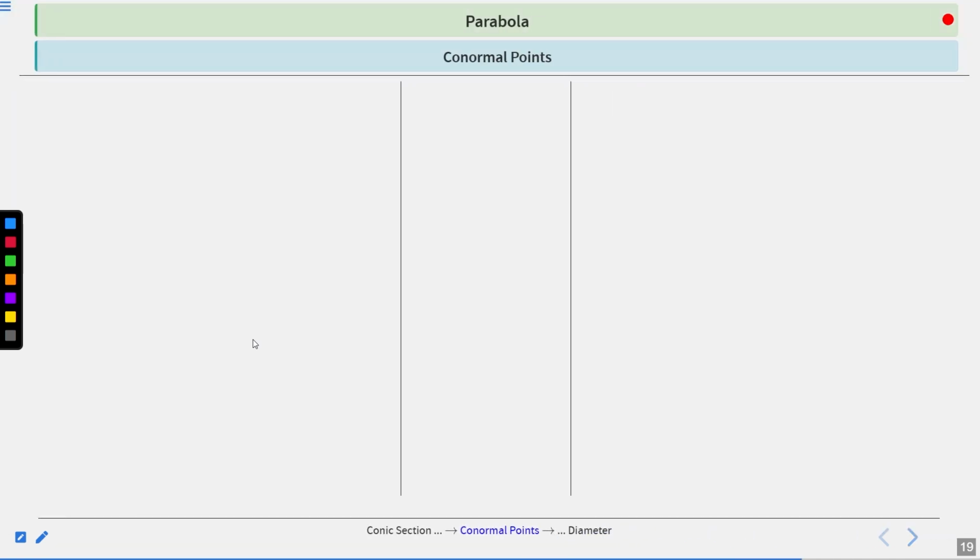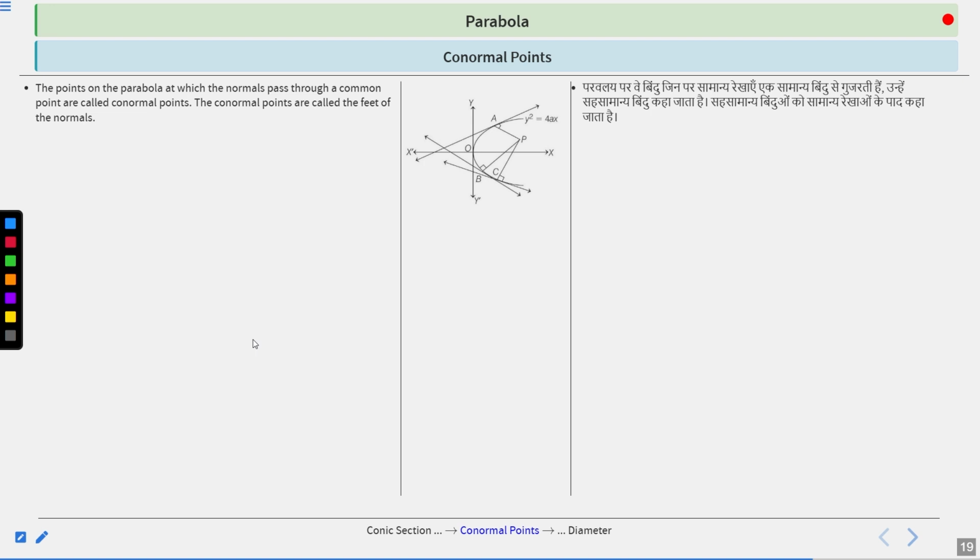Now let us see conormal points. The points on the parabola at which the normals pass through a common point are called the conormal points. The conormal points are called the feet of the normal. You can see this. Here point P is the common point because all the normals are meeting at point P, right? Points A, B, C are called conormal points with respect to point P, right?